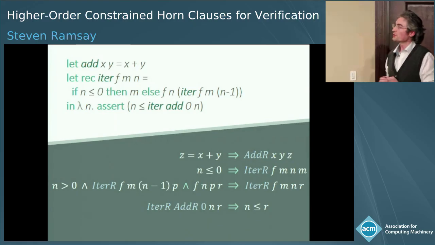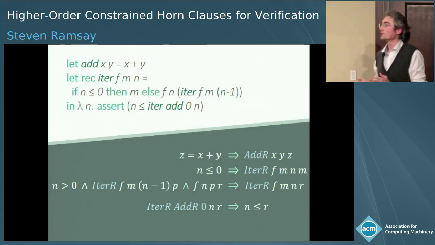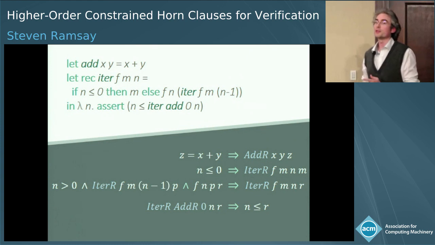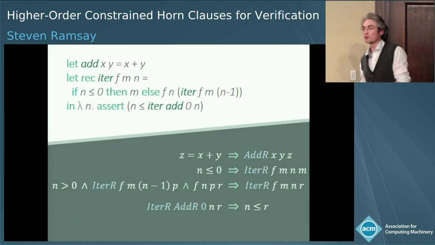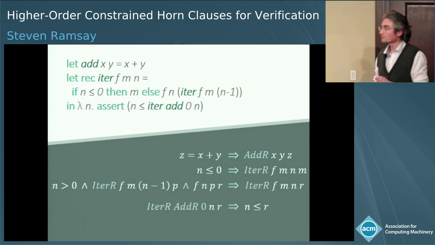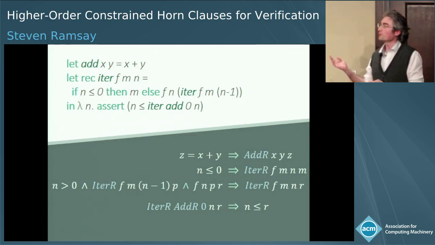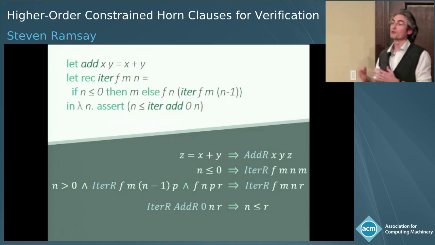So if we can find a set of triples that satisfies that condition, it will be indeed an over-approximation of the graph of addition. And similarly, we can write a couple of constraints that describe what it means to over-approximate the graph of this iter function. But this iter function was higher order, right? So its graph contains points which are themselves functions. And a natural way to model that is to make the relational over-approximation itself a higher order relation. And this is why we start to enter higher order logic.